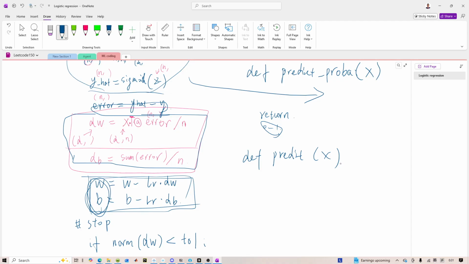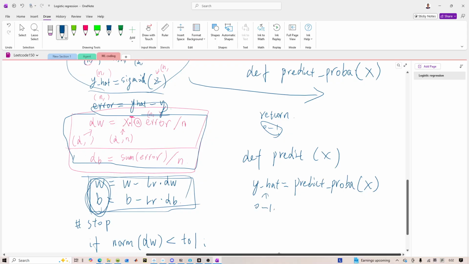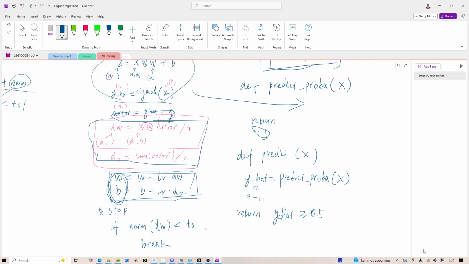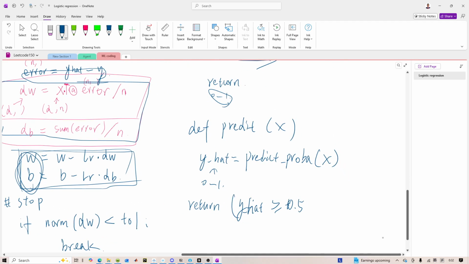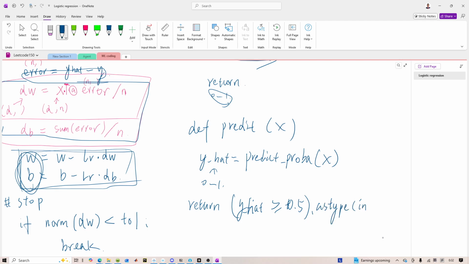And then you want to also write a function that finally does the predict and returns 0, 1 or true or false. So that one is like your y hat is equal to the predict prob, and that gives you a number between 0 and 1, and then you will check whether y hat is larger than or equal to a threshold, which could be 0.5, or you could even pass some parameters to change it. This could be as type int or boolean.